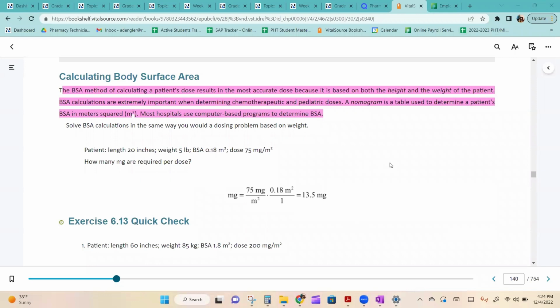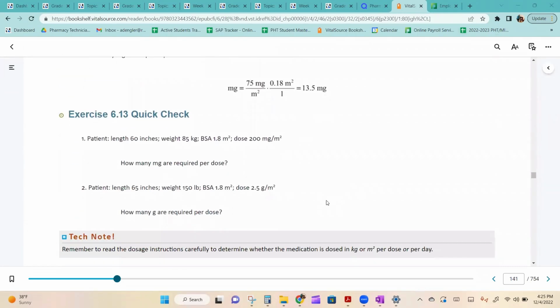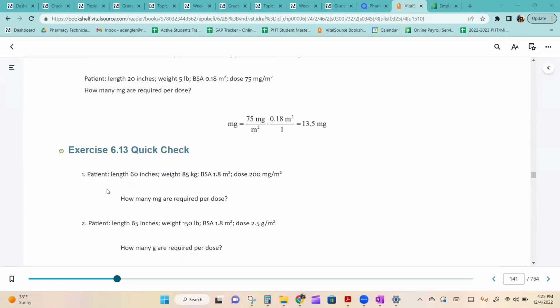All right, so calculating body surface area. It says to solve BSA calculations in the same way you would a dosing problem based on weight. Again, they have this example here in dimensional analysis, which we will not use, but if you can get the right answer and that makes sense to you, great. We're actually going to do the first one on the quick check 6.13.